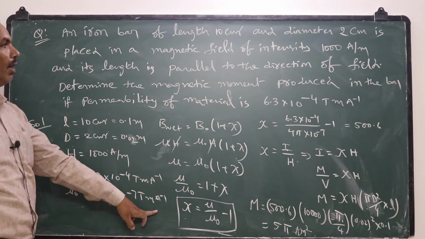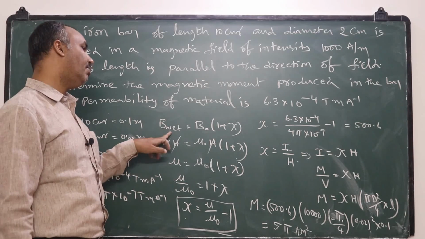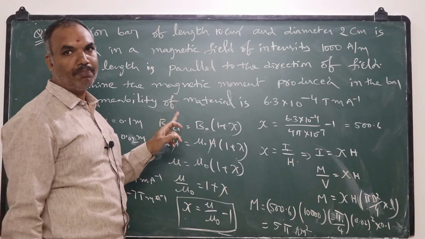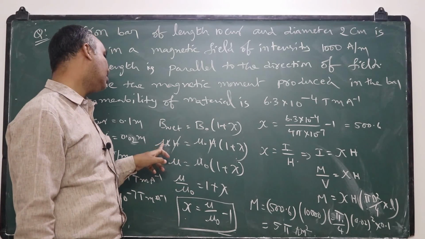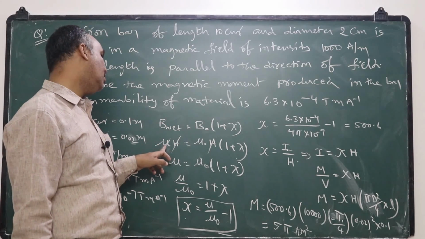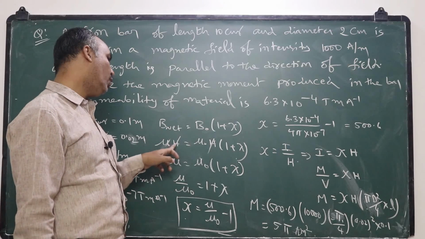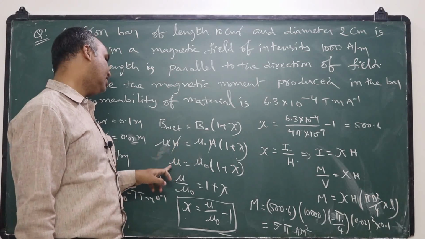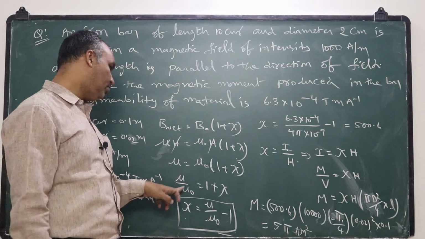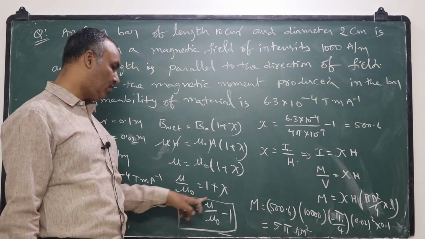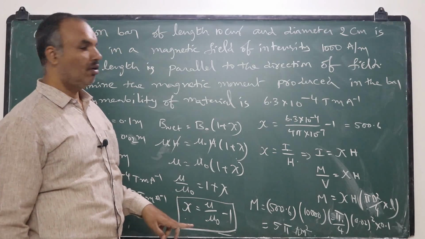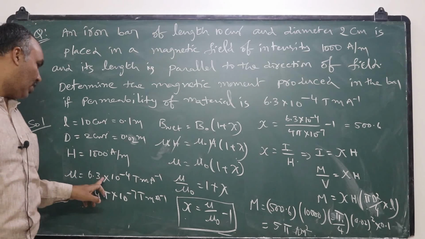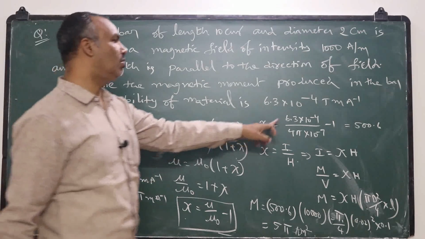You know that the net magnetic field is given by B naught into 1 plus chi. B net is nothing but mu H, and B naught is nothing but mu naught H, times 1 plus chi. H gets cancelled, so mu is equal to mu naught into 1 plus chi, mu by mu naught is equal to 1 plus chi, and chi is equal to mu by mu naught minus 1. So first let me calculate the chi value. You are given the mu value and the mu naught value.